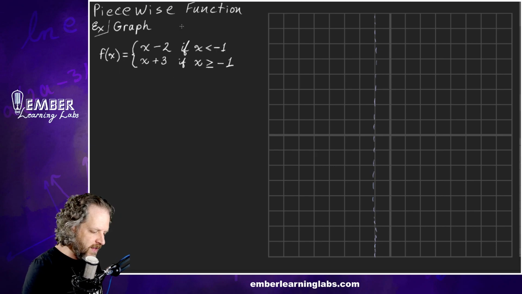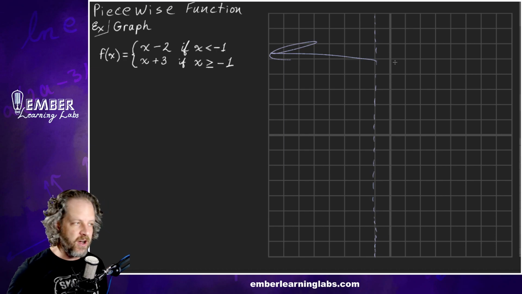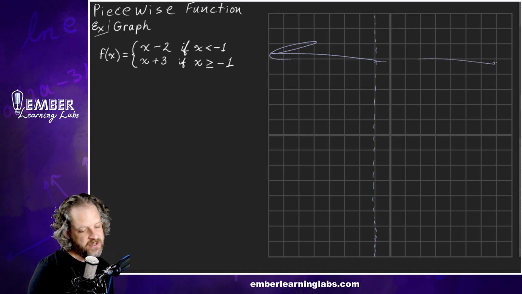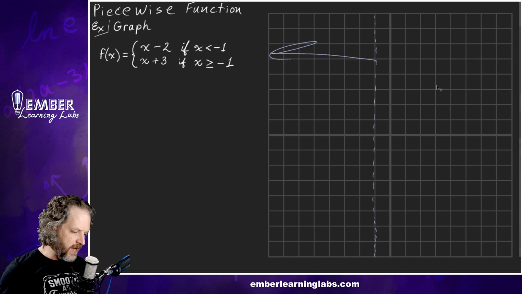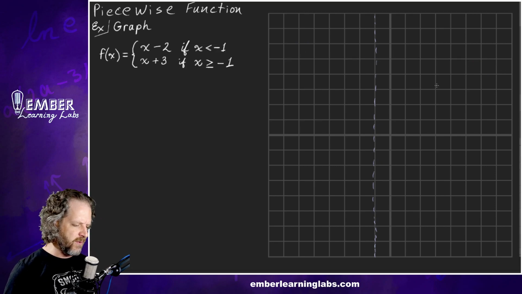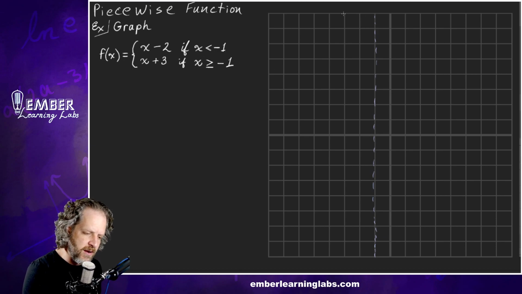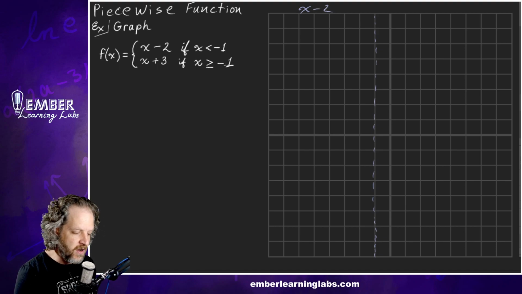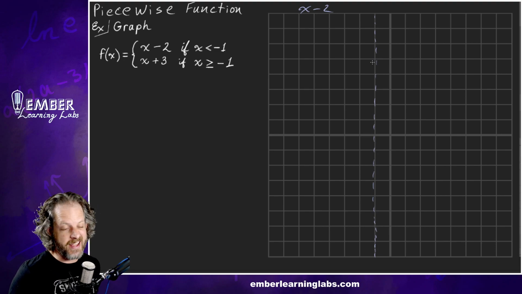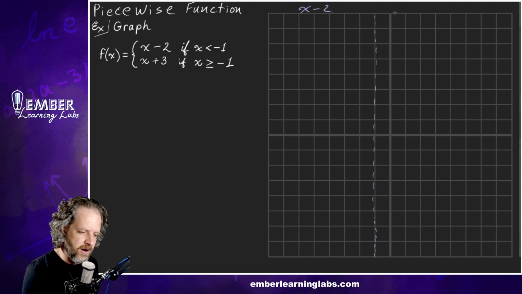What is going on in this piecewise function is we're going to use one definition on the left side and a different definition on the right side. Let's take a look at what this is going to do. When x is less than -1, so we're talking about this side, we're going to use the definition x minus 2. When it's greater than or equal to -1, we'll see what to do with that in just a second. You might be able to guess it if you think about it real hard. But when it's greater than or equal to -1, we're going to use the definition x plus 3.